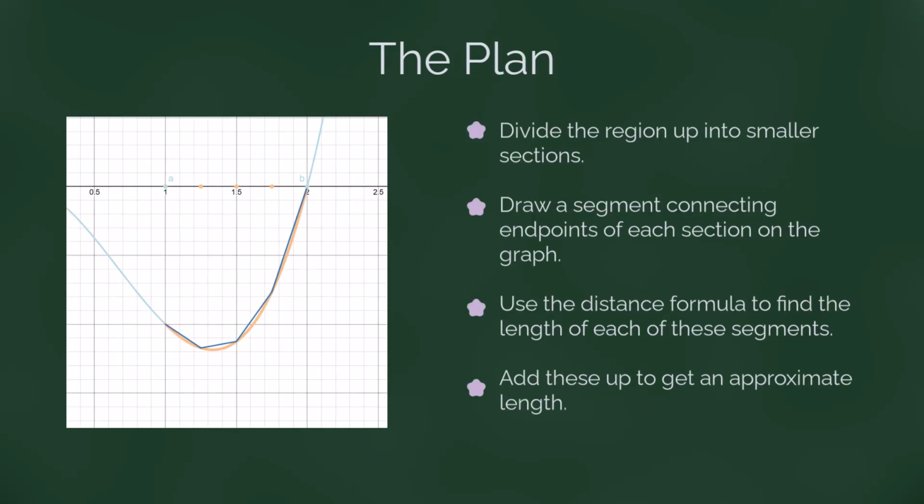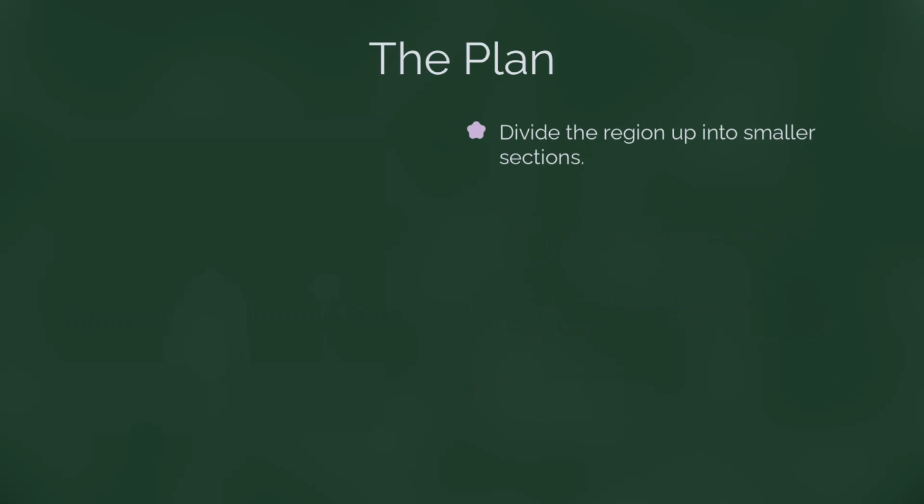Our plan is going to be to divide the region up into smaller and smaller sections, draw a segment connecting endpoints of each of those segments on the graph, use the distance formula to find the length of each of those segments, and then add all of those up to get an approximate length for our curve. Let's take a look at this plan a step at a time.